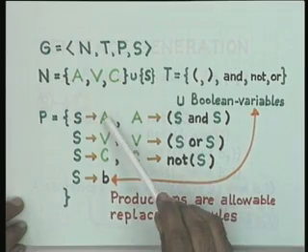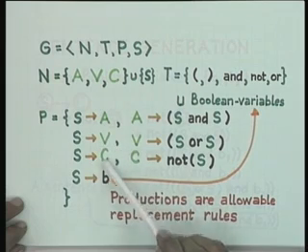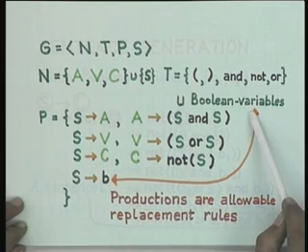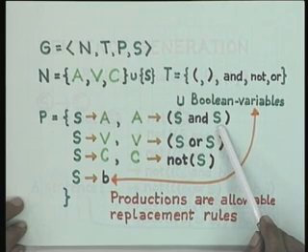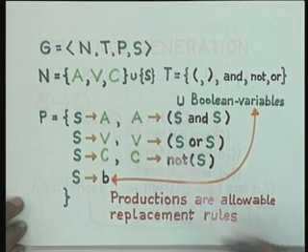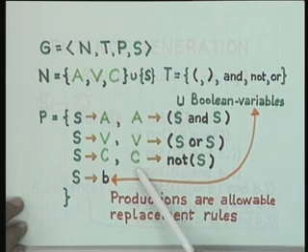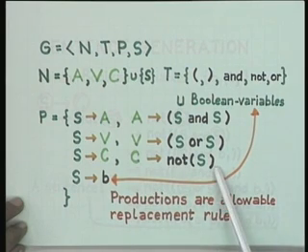So these productions are really replacement rules. Whenever you find an S, you can replace it either by an A, a V, a C, or one of the Boolean variables. Whenever you find an A, you have to replace it by this. There is no other way you can replace A by anything else. Similarly, whenever you see a C, you have to replace it by this. And so here is a simple sentence generated.